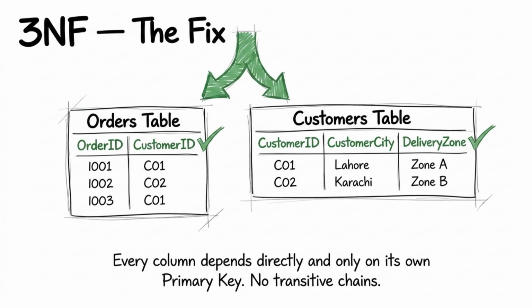3NF, the fix. Decompose into 2 clean tables. Orders holds only order ID and customer ID. Customers holds customer ID, customer city, and delivery zone. Now every column depends directly and exclusively on its own primary key. No transitive chains remain. The database is in clean, reliable third normal form.